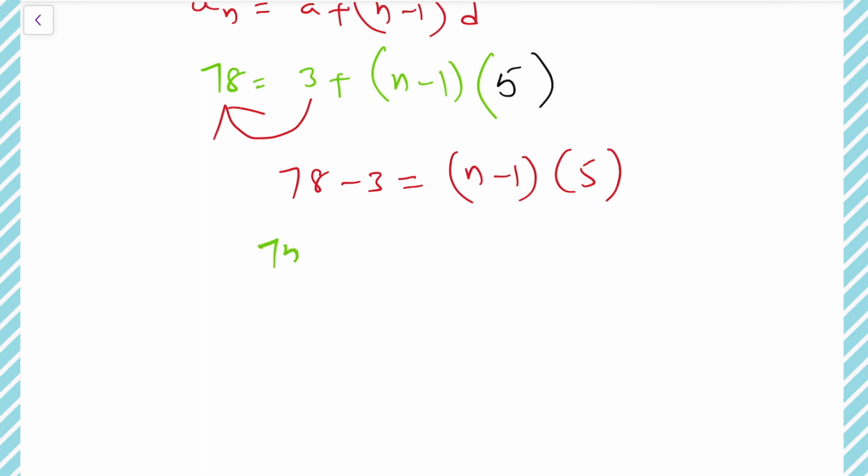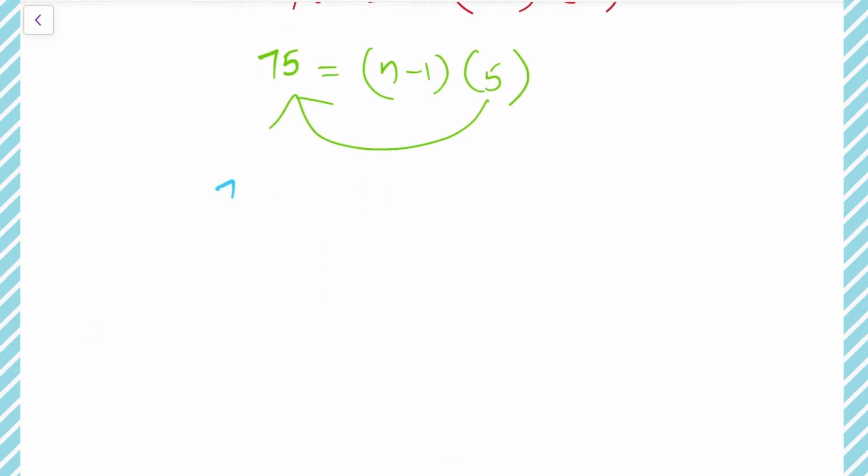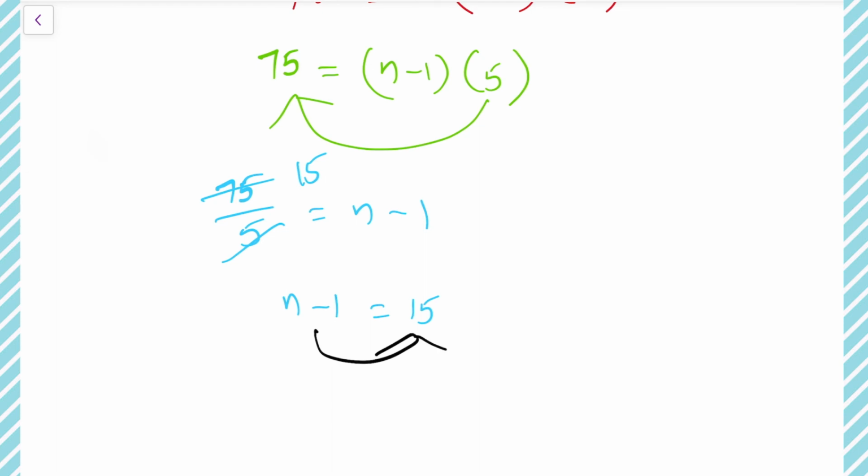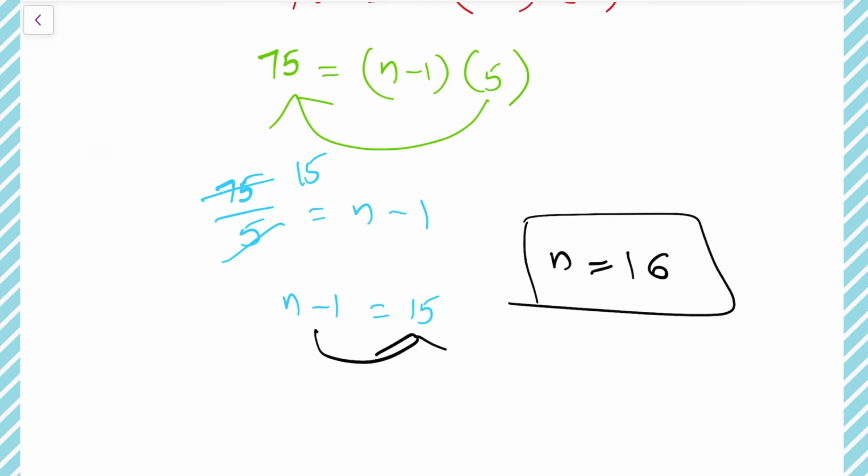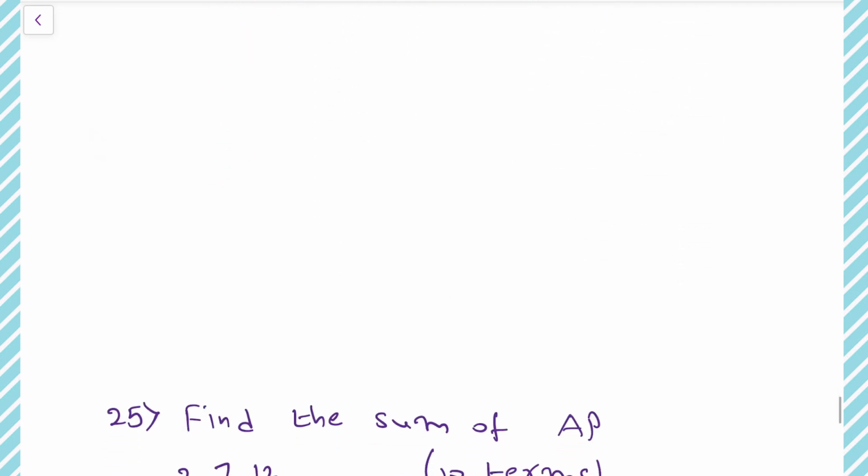78 minus 3, that is 75, equals n minus 1 into 5. Now this 5 also I am taking to the left side, it becomes division. 75 divided by 5 equals n minus 1. 5 ones are 5, 5 threes are 15. So n minus 1 is equal to 15. I want the n value, so taking minus 1 also to the right side. So n is equal to 16. So the 16th term in the given progression will be 78.